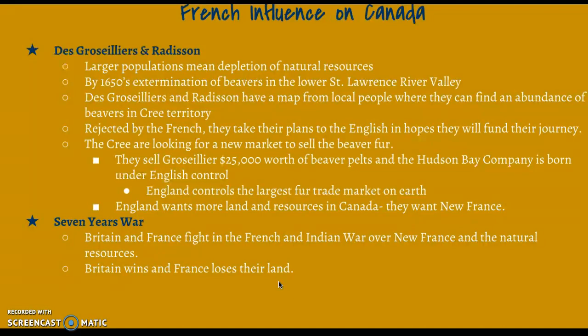As Gracier makes it up to the Hudson Bay, he establishes the Hudson Bay Company, which is a beaver fur trade company, and he establishes it with the support of Britain. So it is a British fur trade, not a French fur trade. This allows Britain to establish a stronghold there in Canada, and it takes away the stronghold that France originally had.